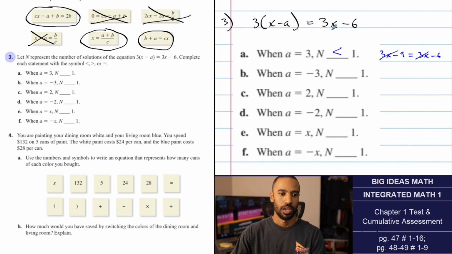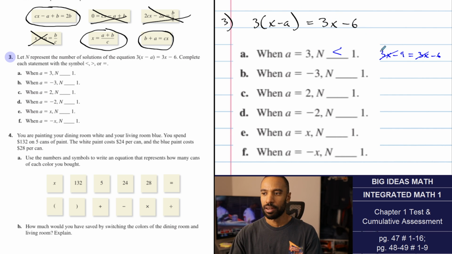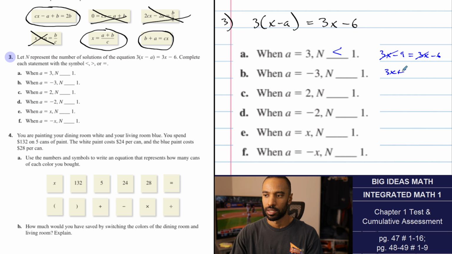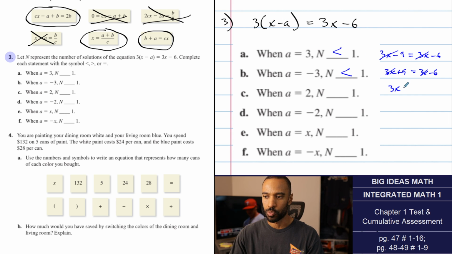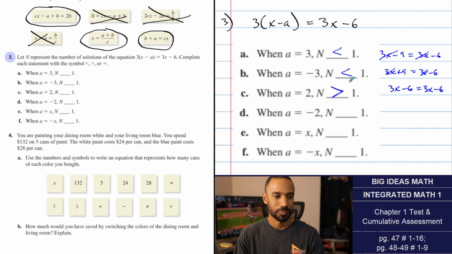Less than. When A is negative 3, that would be 3x plus 9 equals 3x minus 6. Once again, 3x's would cancel, 9 equals negative 6, doesn't work, no solution. Number of solutions is less than 1. When A equals 2, that'd be 3x minus 6 equals 3x minus 6. That's an infinite number of solutions. That means there's more than one solution. There's an infinite number. It'd be greater than 1.